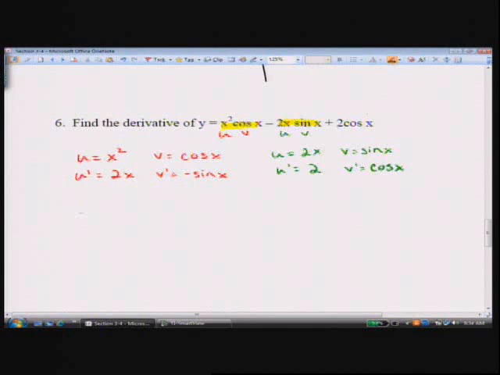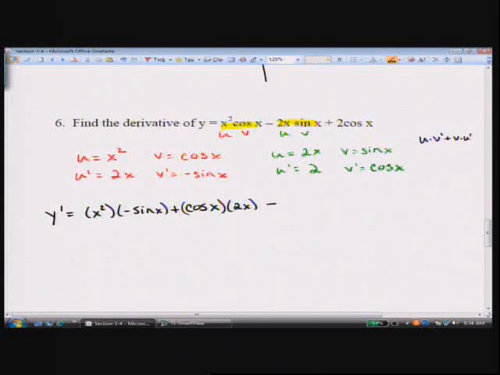All right, we remember our product rule is u times v prime plus v times u prime. Okay, so for this one, we can go ahead and do our derivative. It's going to be u, which is x squared, times v prime, which is negative sine x, plus v, which is cosine x, times u prime, which is 2x.